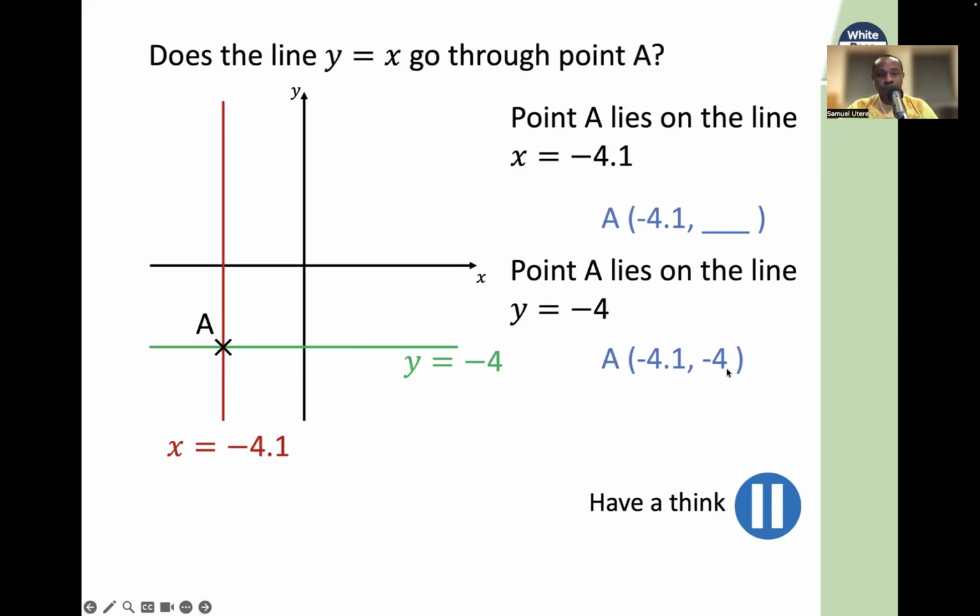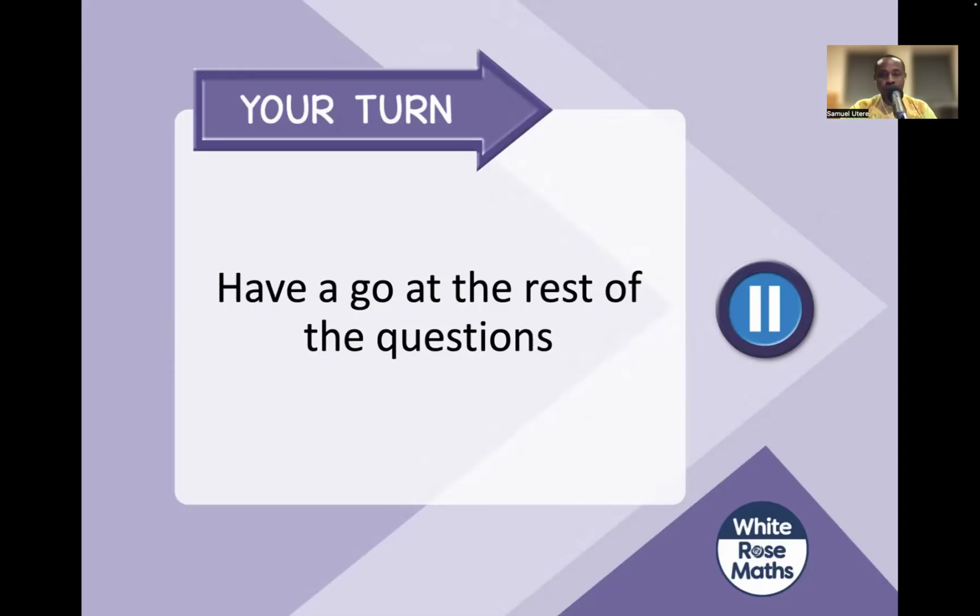Well, we can say that the point does not lie on the line y equals x, otherwise these values would be equal. So the answer is no. Negative 4.1 is not equal to negative 4.